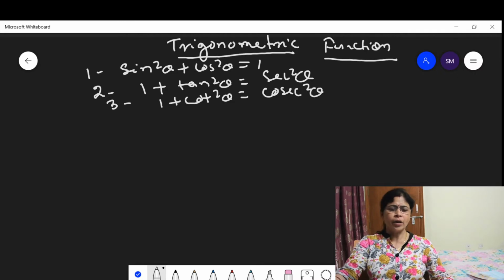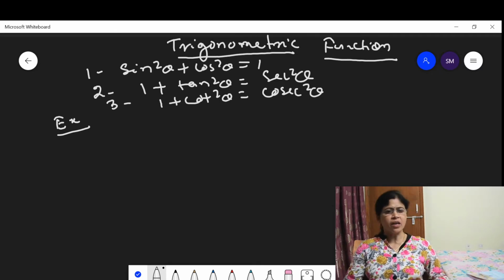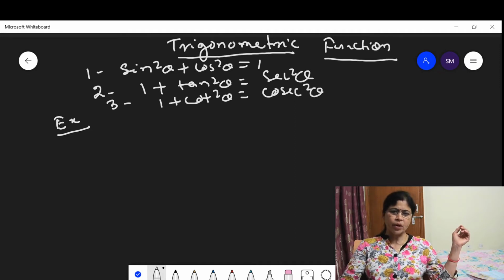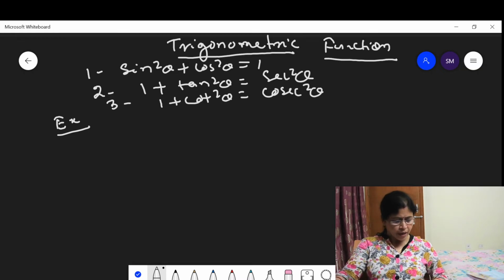Then I have already told you students, only knowing the formula is not enough. When you practice a variety of questions, it will be helpful for you to attempt any question asked in your exam paper. Let us practice a variety of questions. When you practice the tough questions, then any question asked in your exam paper will not be a challenge for you. Here let us discuss some illustrations.